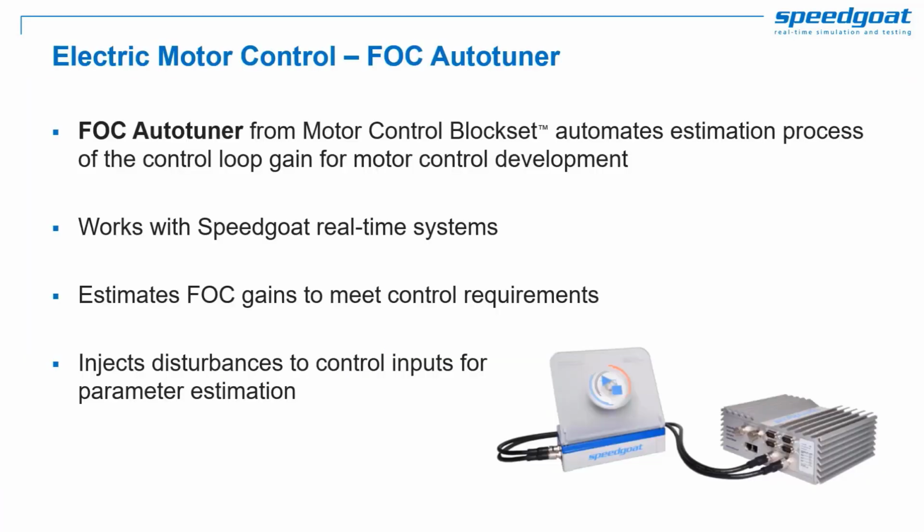Now, let's say you want to optimize the field-oriented controller gains. FOC AutoTuner from Motor Control Blockset automates the estimation process of the control loop gain for motor control development. It works in real time with Speedgoat real-time systems. It estimates FOC gains to meet control requirements by injecting disturbance to control inputs for parameter estimation.